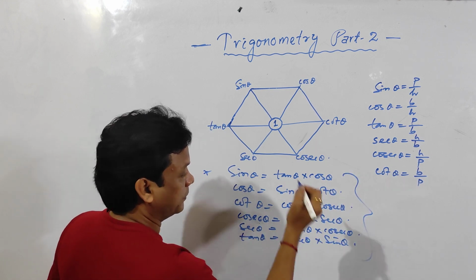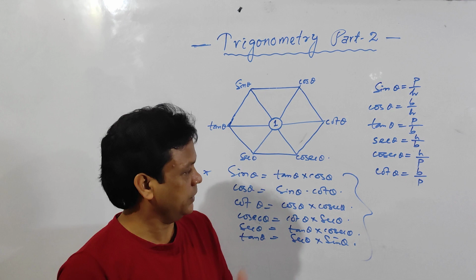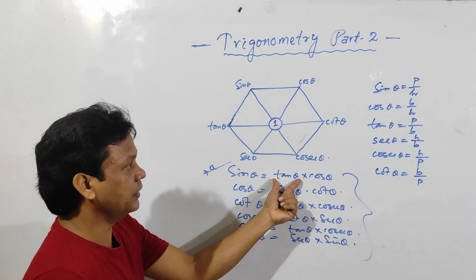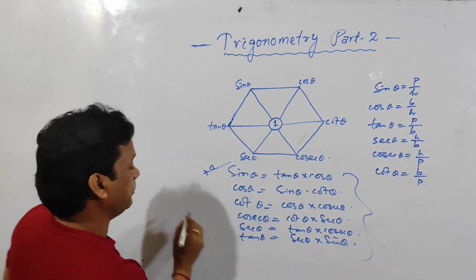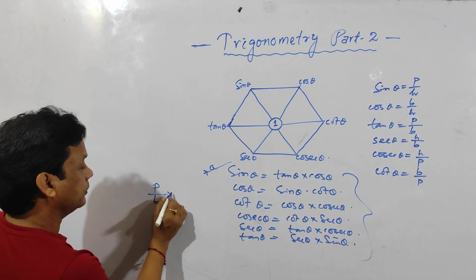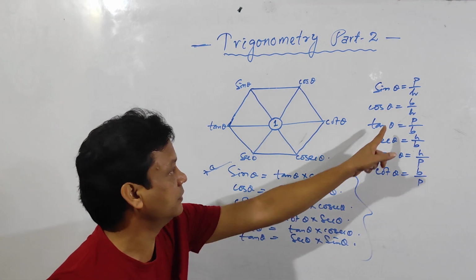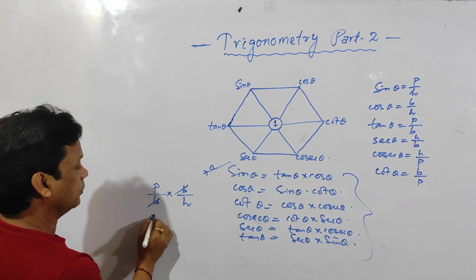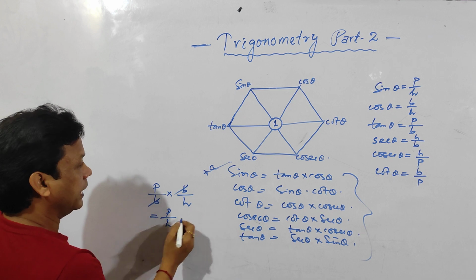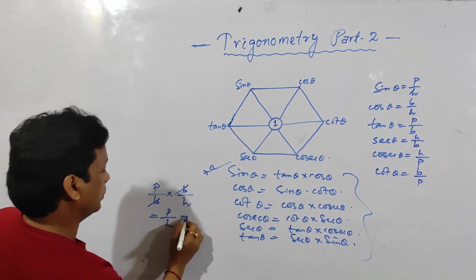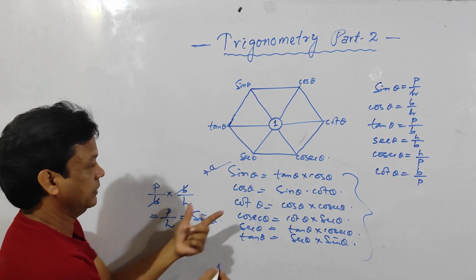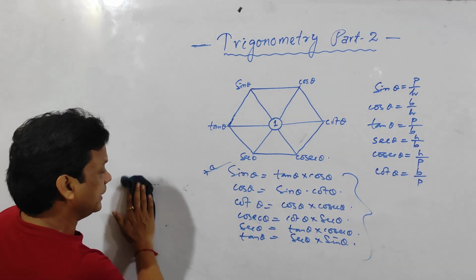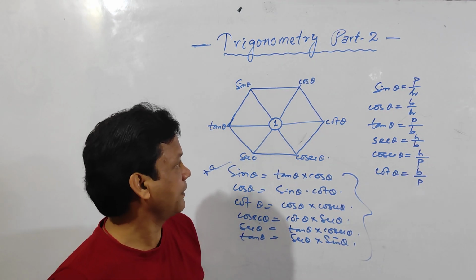Yes, another 6 for now we have got it. See here, I am going to prove this one. What is the value of tan theta? P by B, into what is the value of cos theta? B by H. So B cancels out. P by H, and P by H is sin theta. So it's equal to sin theta, which is your LHS, left hand side. Clear? So these are the 6 formulas we have got.